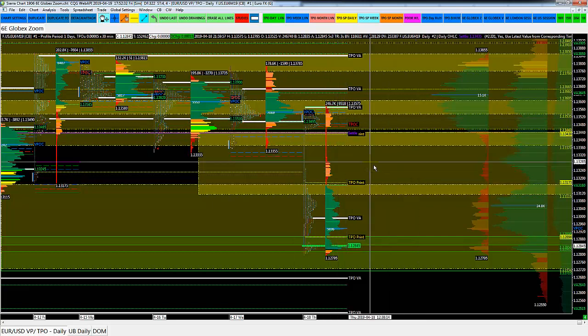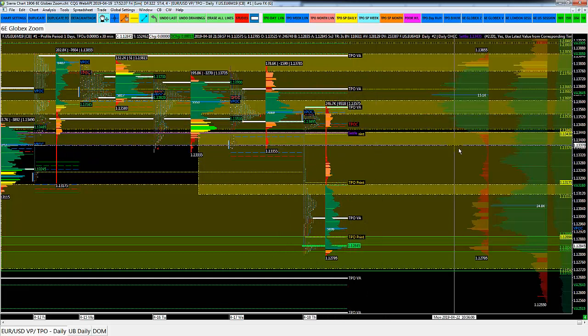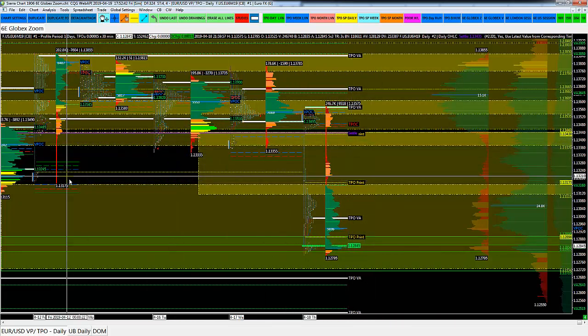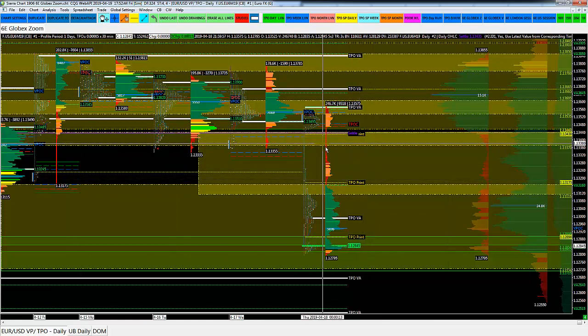But eventually the market will come back here, and traders will exchange contracts here, and volume will fill in these low volume nodes. That's pretty much a given that it will.